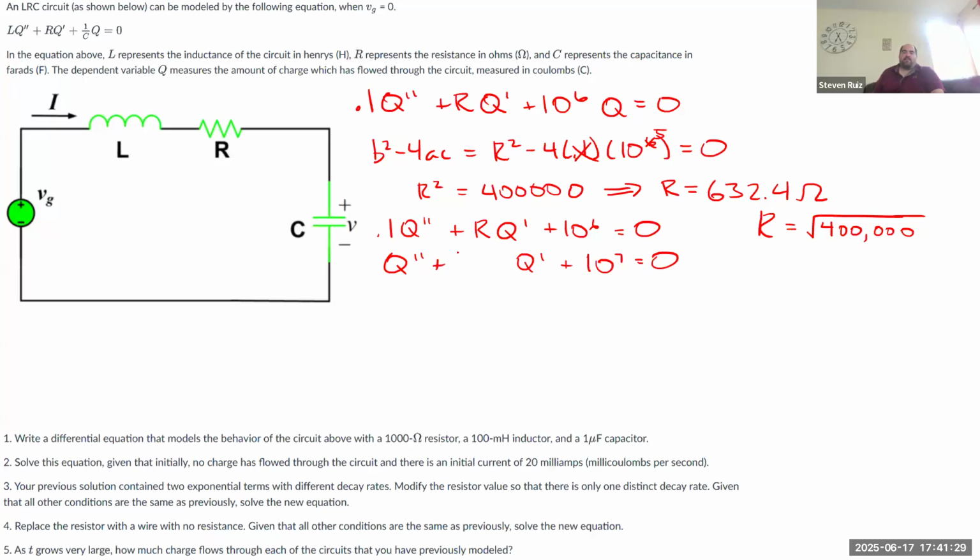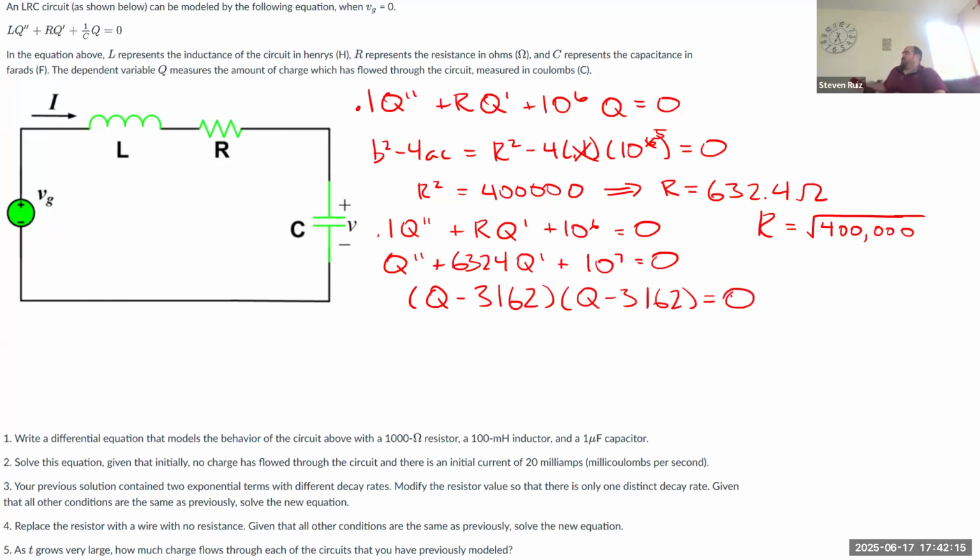So 10 times R would be 6,324. Right. Based on what I did with the discriminant, I was looking for that bifurcation value of R. So this should be a perfect square now. Specifically, it should be Q minus whatever half of this is. So what is half of 6324? I know I'm rounding a little bit, but we'll take that into account. So this should be 3162 times itself, essentially.